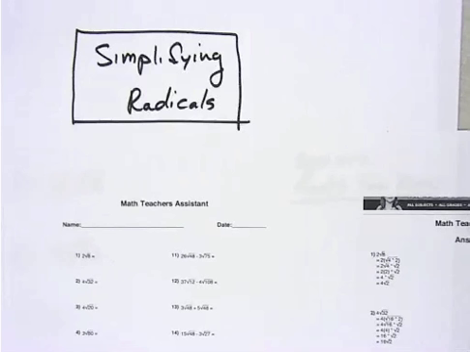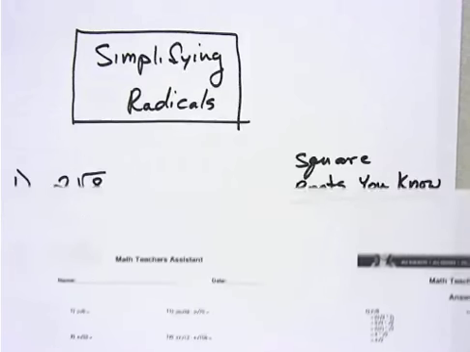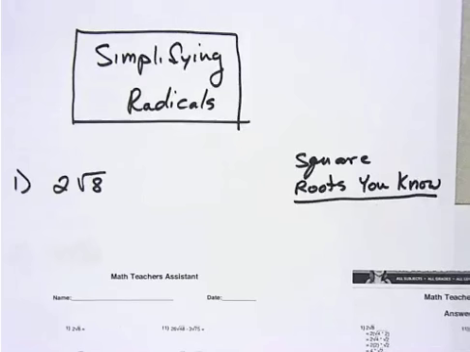What we have first of all is reducing just a radical where you may have a coefficient and a radical side by side. Number one, you can't really see it so well, so I'm going to write it out in bigger numbers here so you can see it a little easier. Number one says 2 times the square root of 8.